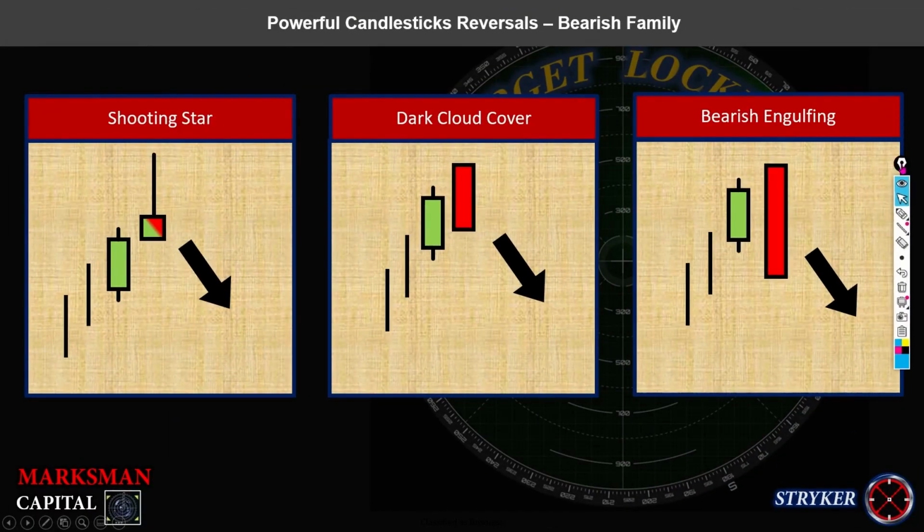So now let's look at the bearish family, and these are the top 3 most common candles that I would regard. Of course, this is where we see shooting star, dark cloud cover, and bearish engulfing. So how does this work? Of course, the highest probability is that after these candles form, the price is likely to go downwards, with a black arrow right here.